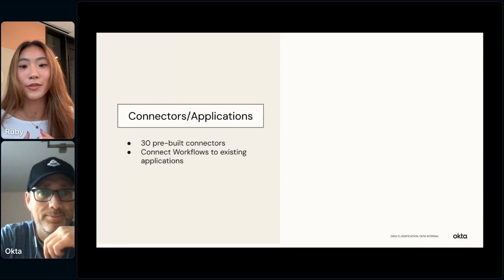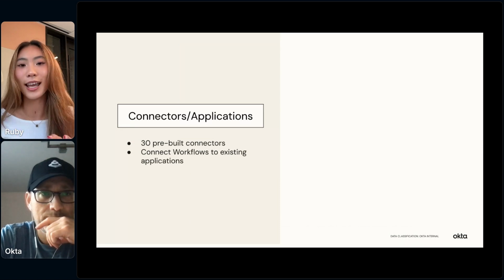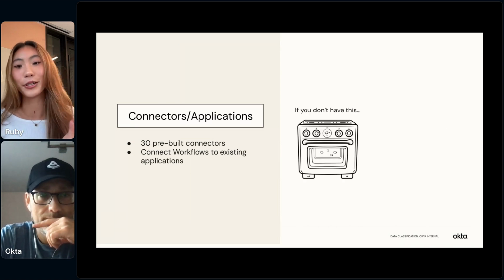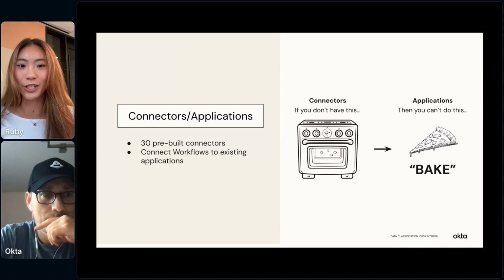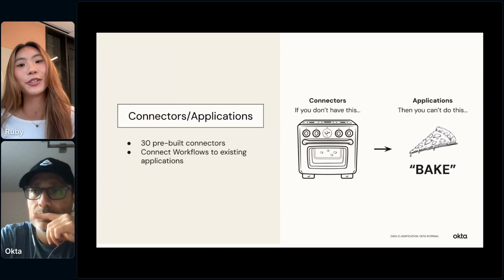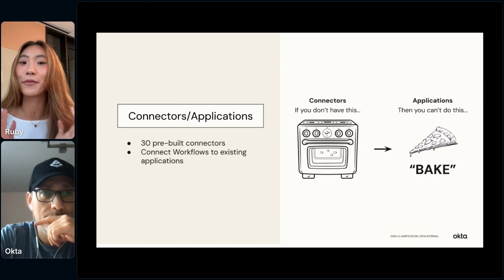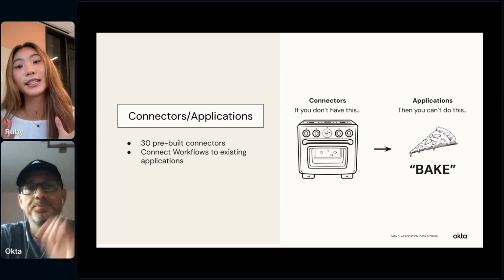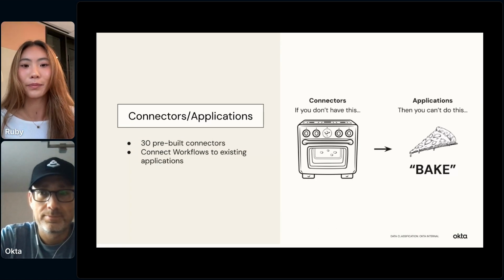So now that you have some sort of direction, the next step in setting up your workflows is connecting your applications to workflows. Just as you may need an oven in order to bake, you also need a connector to interact with your applications. Currently we offer 30 pre-built connectors for you to connect with common applications like Slack, Microsoft 365, you name it, allowing you to establish these connections quickly and get started right away.